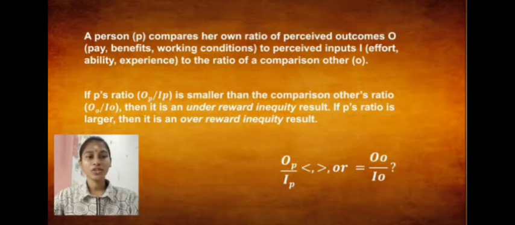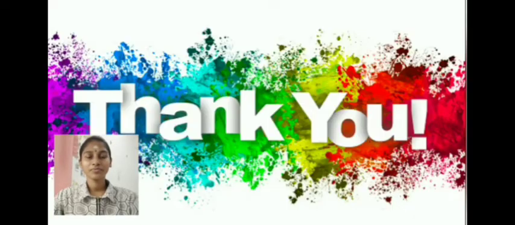If P's ratio is smaller than the comparison other's ratio, then it is an under-reward inequity result. If P's ratio is larger, then it is an over-reward inequity result.